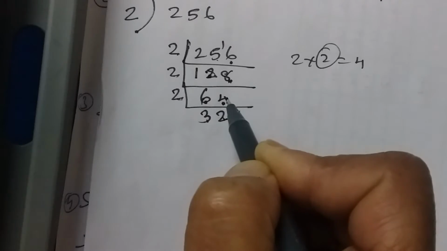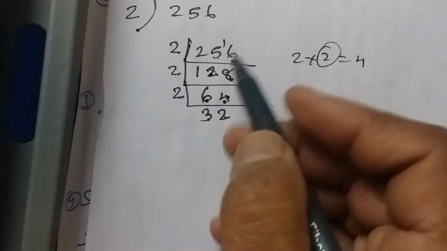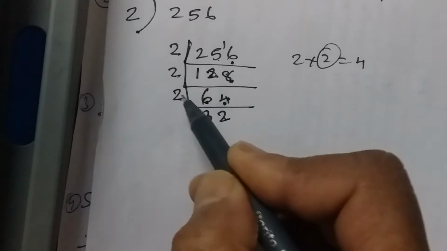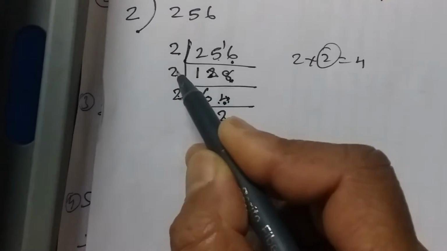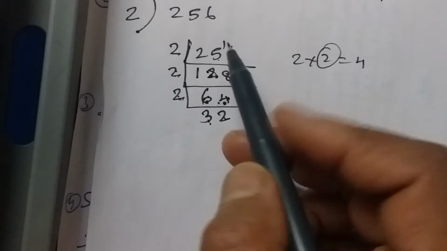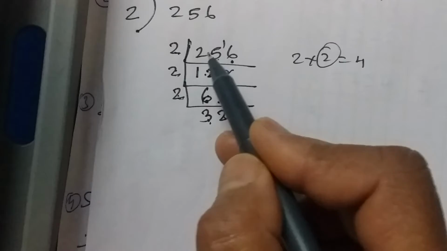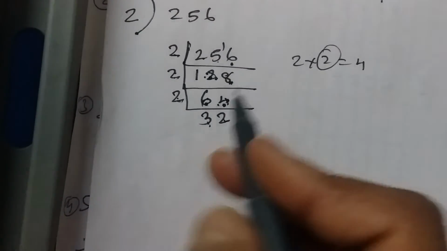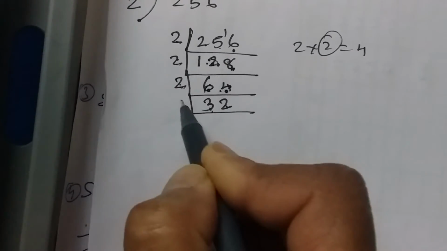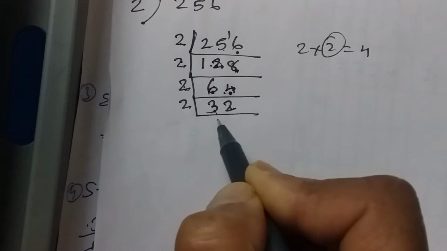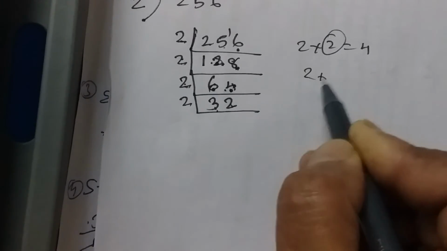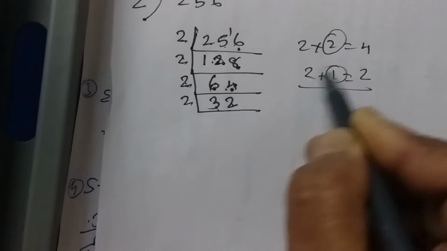2 2s are 4. How to check every step? How will you check your answer at every step? 32 into 2 is 64. 64 into 2 is 128. 128 into 2 is 256. Now 32 is again an even number. Divide by 2. Here 2 1s are 2. So the quotient is 1.